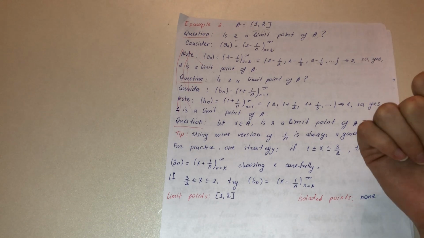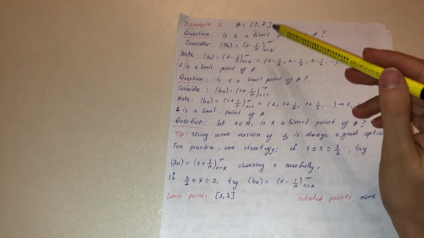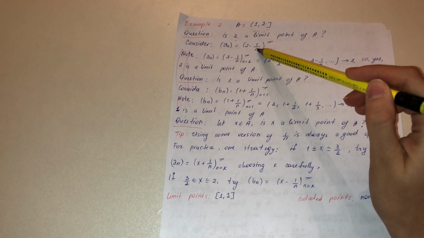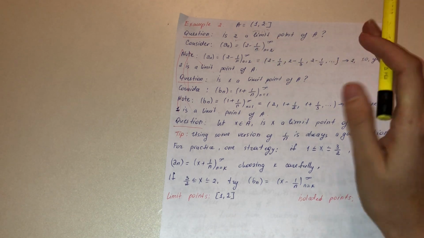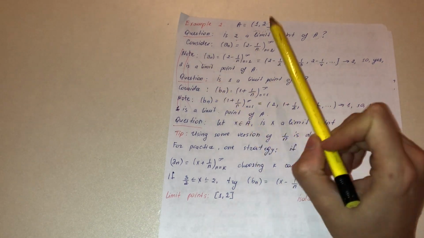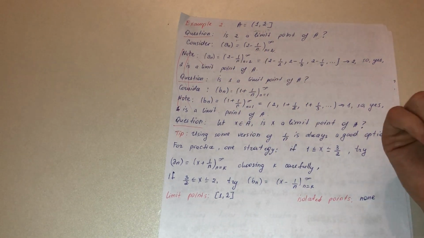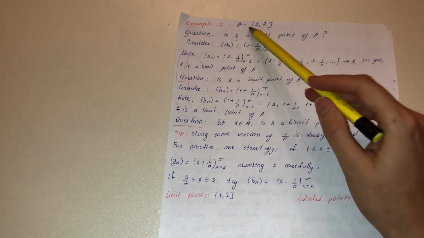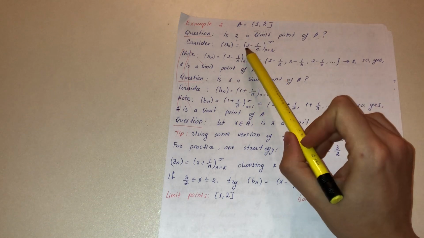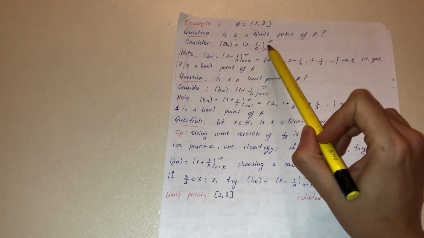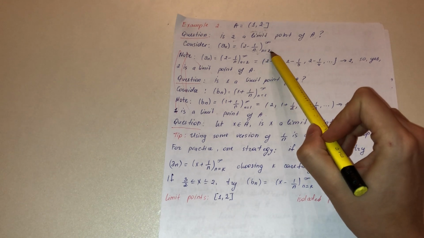As you can see, 2 is inside of our main set. Always try to use the version of 1 over n. This version is always a good option, okay? So consider any sequence from this main set: 2 minus 1 over n, and n starts with 2.